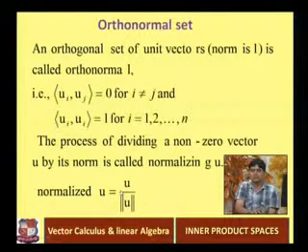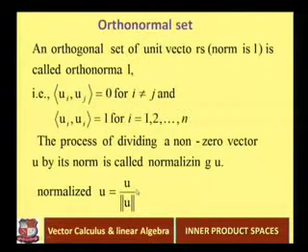And the resultant u by norm u is the normalized vector, which means its norm is 1. And so we have seen how an ordinary orthogonal vector became an orthonormal vector.